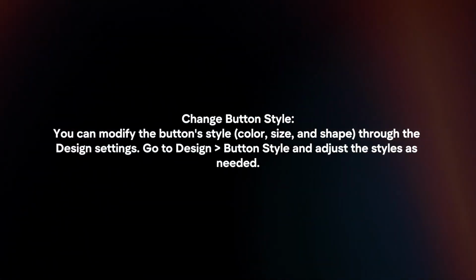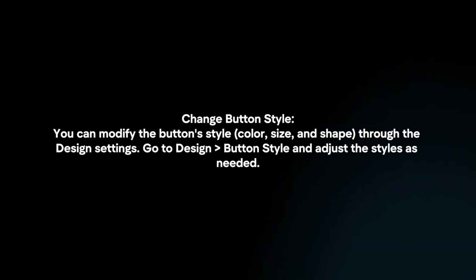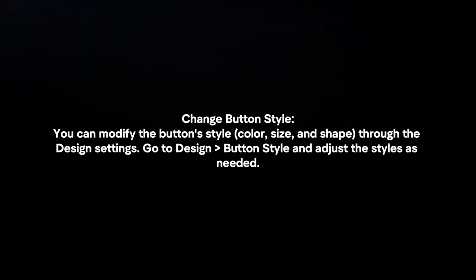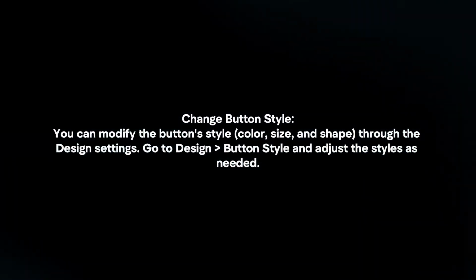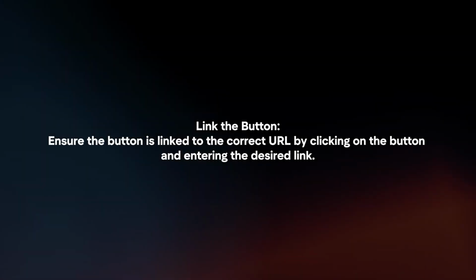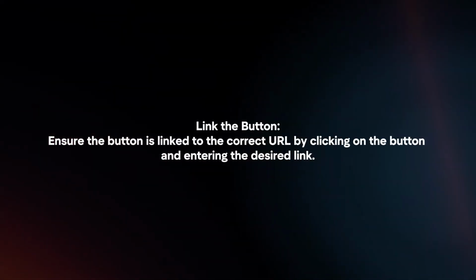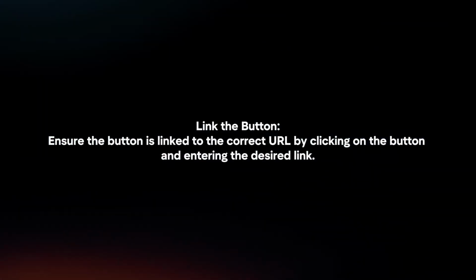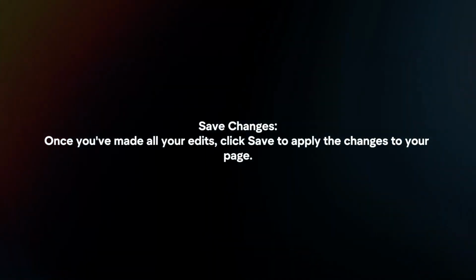Change button style. You can modify the button style through the design settings. Go to Design, Button Style and adjust the styles as needed. Link the button. Ensure the button is linked to the correct URL by clicking on the button and entering the desired link. Save changes. Once you've made all your edits, click Save to apply the changes to your page.